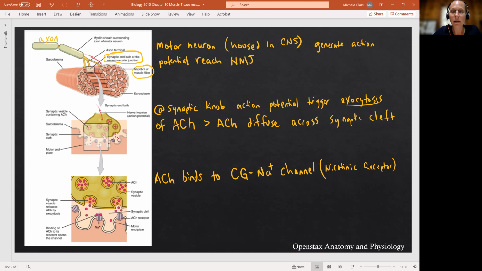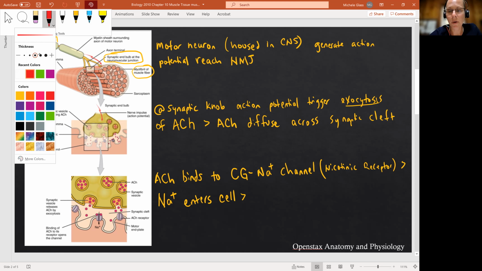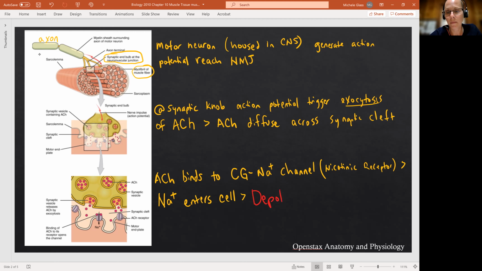Now when that acetylcholine binds to the chemically gated sodium channel, then we see sodium enters the cell. And this is significant. So this is actually going to do what's called, I'm going to put this in red, depolarize, I'm going to make it a thicker line. This is going to depolarize the muscle fiber.